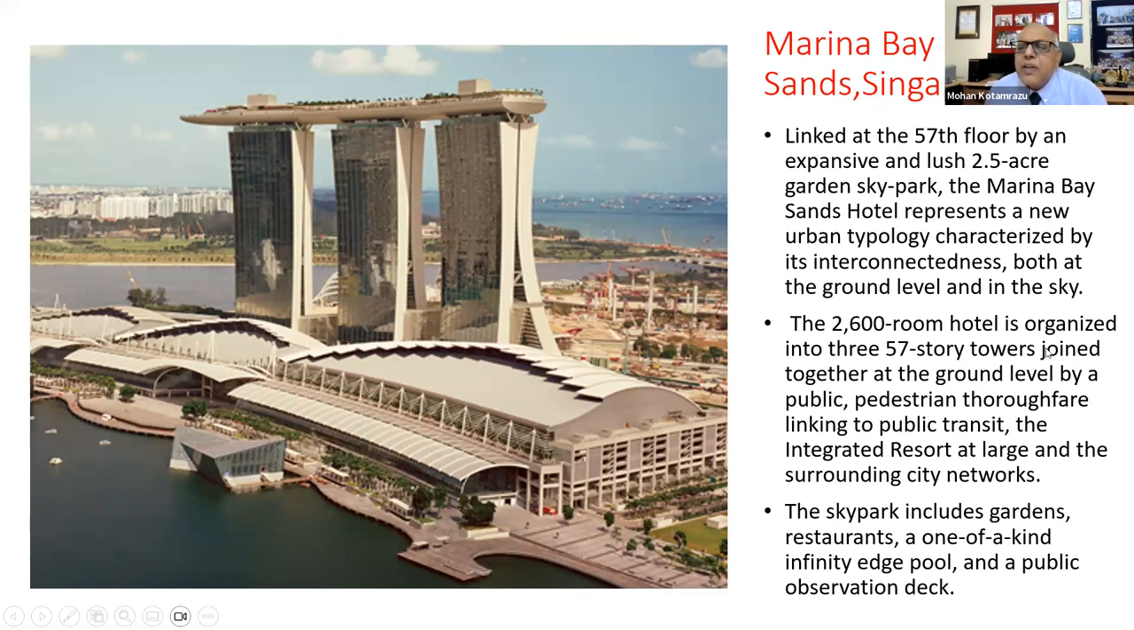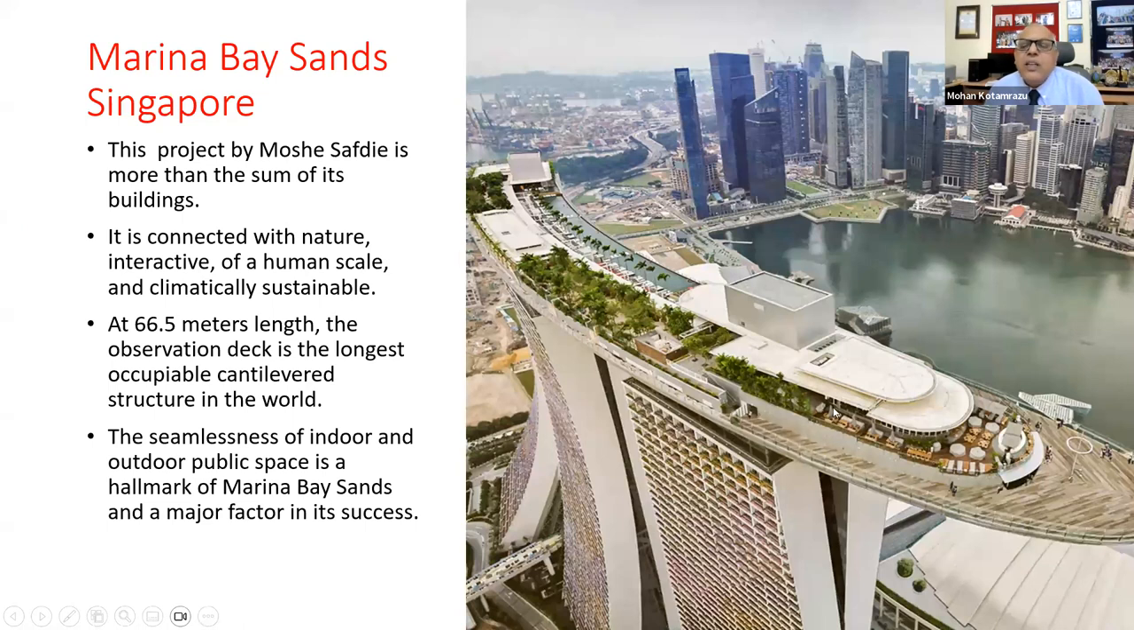So there are 57-story structures, towers joined together over here. And there's a public pedestrian thoroughfare linking all these three towers. And Sky Park includes gardens, restaurants, and observation deck and all. So see, from this observation deck, this is the view you get. So in the night especially, it's very, very nice. And there's a restaurant here, the swimming pool, and it's a huge thing. You can see all coconut trees on top.